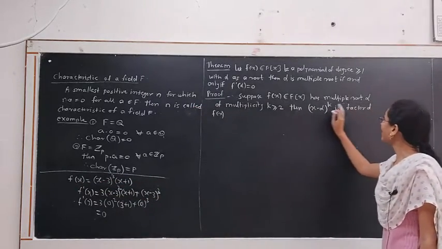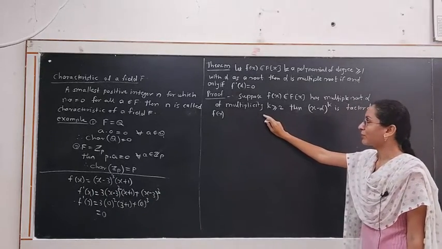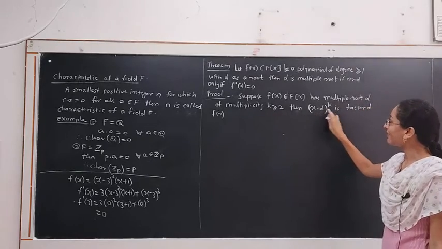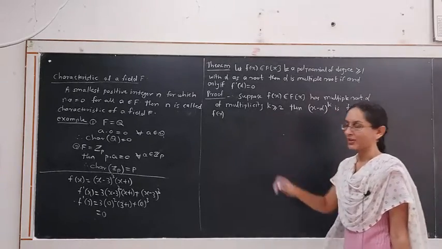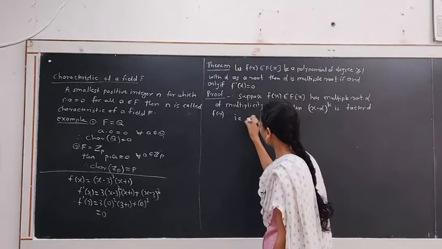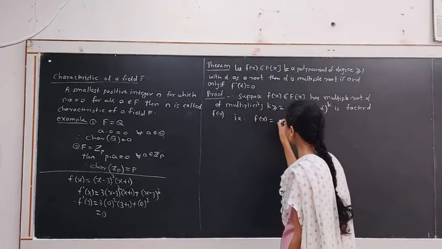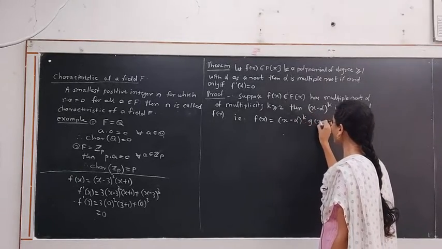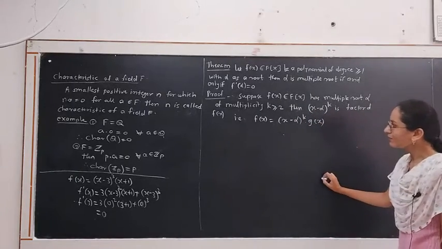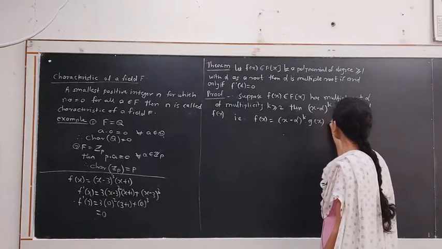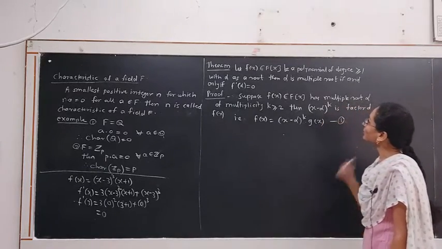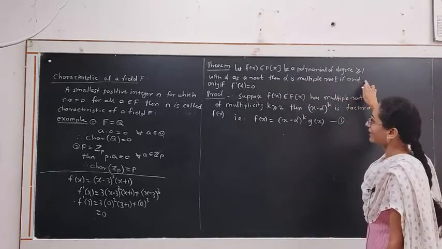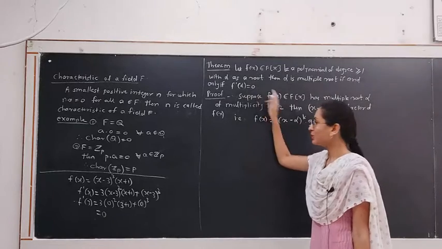Here, we are assuming that alpha is a multiple root with multiplicity k for the polynomial f(x). Hence, (x minus alpha) raised to k is a factor of f(x). That is, we write f(x) is equal to (x minus alpha) raised to k into some other polynomial, say g(x). This is the first equation. What we want to prove? We have assumed that alpha is a multiple root and we have to prove f dash of alpha is equal to 0.